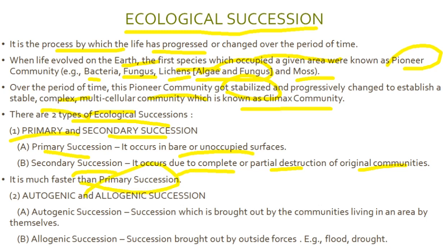Okay, the second one is autogenic and allogenic succession. Autogenic succession is the succession which is brought out by the communities living in an area by themselves. And the allogenic succession is the succession brought out by outside forces such as flood and drought.